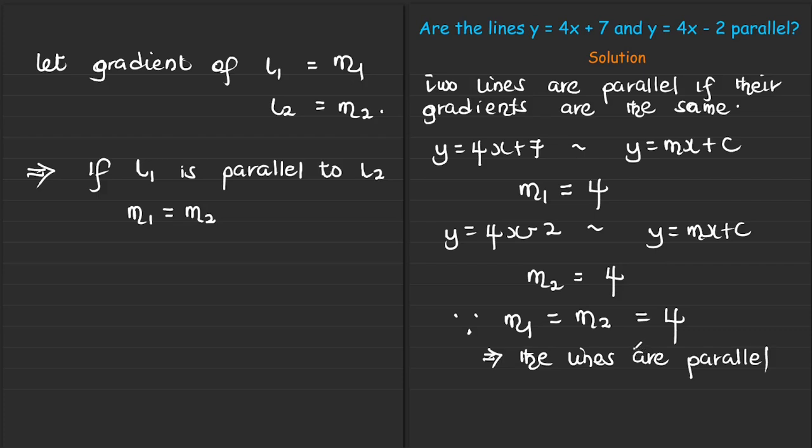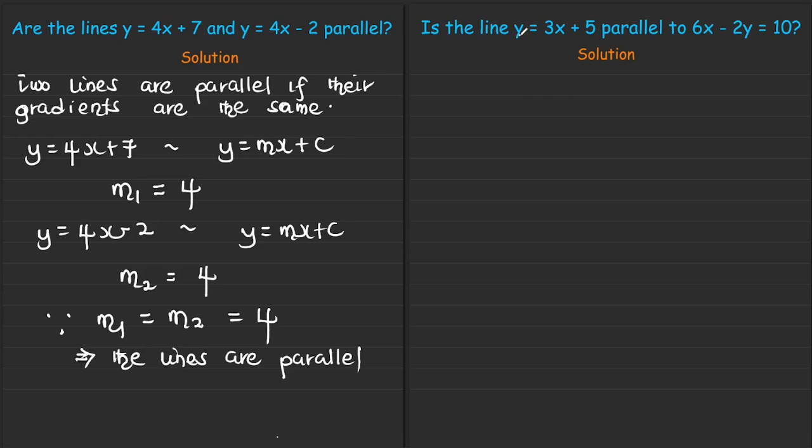Now, there are times where the examiner might want to test your understanding, such as in the question we are about to solve next. It says, is the line y = 3x + 5 parallel to 6x - 2y = 10? You realize that the equations are not both in the slope-intercept form. For the very first one, y = 3x + 5, this is actually in the slope-intercept form, so we can directly say it implies that m is equal to 3. That is all we need.